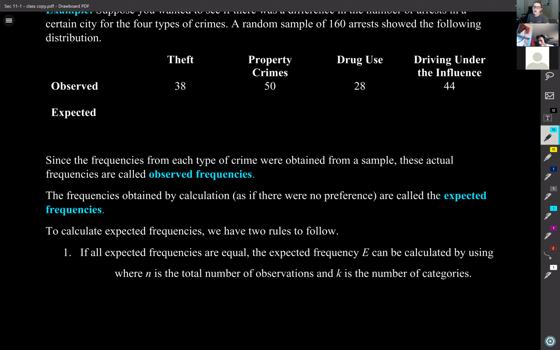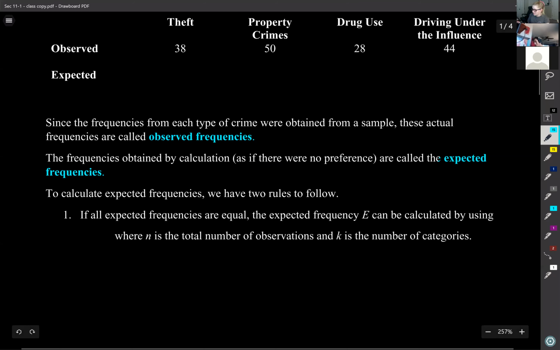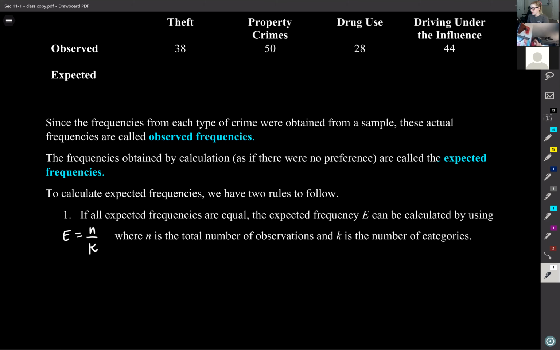So below it tells you how you're going to calculate expected frequencies. We have two types of expected frequency, which I just named one of them. If all expected frequencies are equal, the expected frequency E can be calculated by using E equals N over K, where N is the total number of observations and K is the number of categories. So I'm going to briefly explain what this means and I'll come back to it.